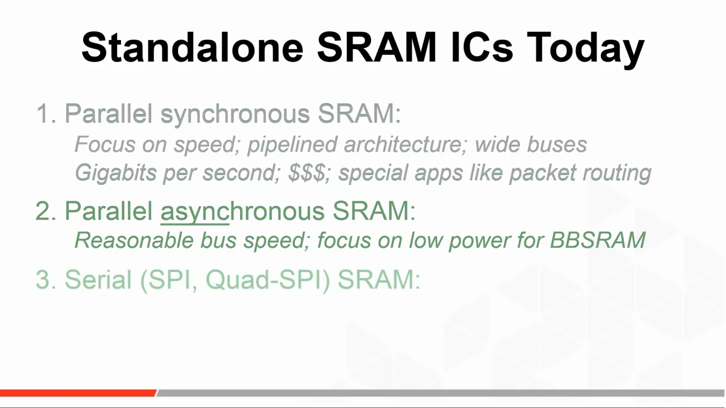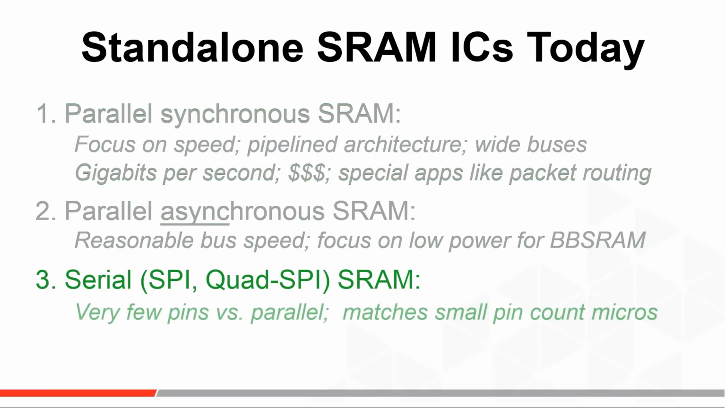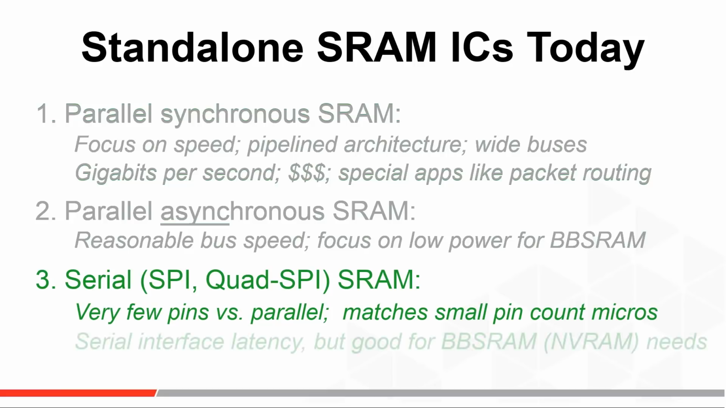The last category is serial SRAM with a SPI interface or a quad SPI interface. A serial interface means about 20 to 30 fewer pins. So these designers use low pin count microcontrollers that don't have 20 or 30 extra pins for an SRAM, but they still need just a small amount of external SRAM or battery-backed SRAM for their target application.